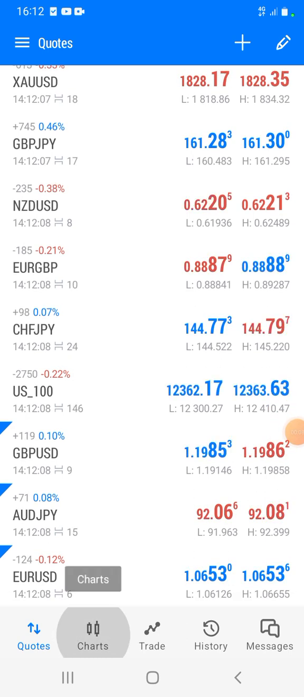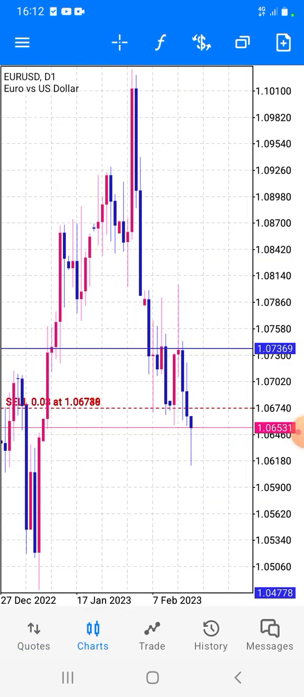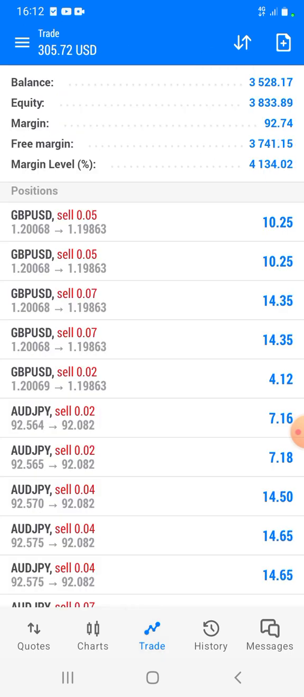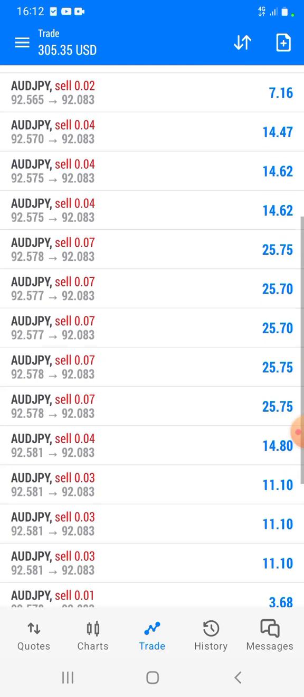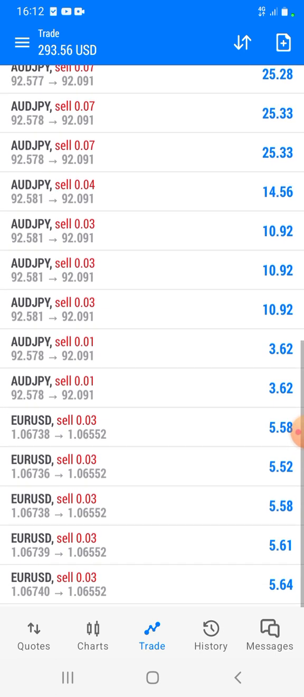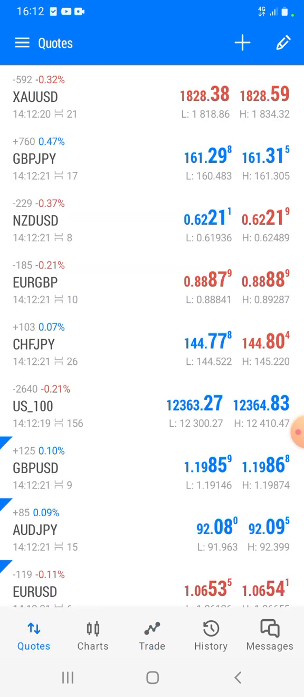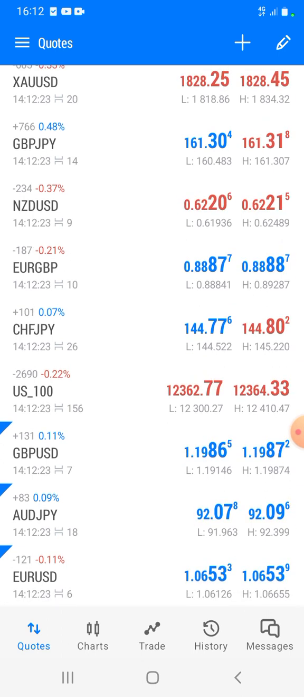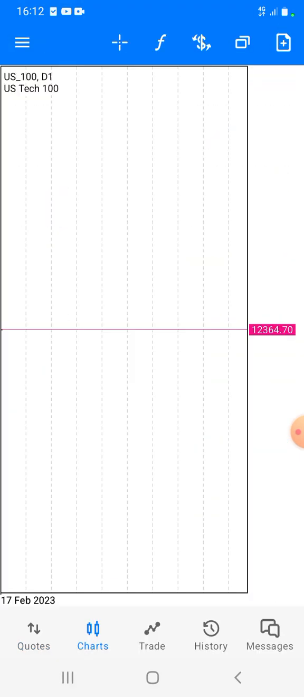I'm going to be trading the New York session. As you can see, 300 USD floating. I'm going to hold this one. I'm holding, so let's analyze the Nasdaq US 100 chart.